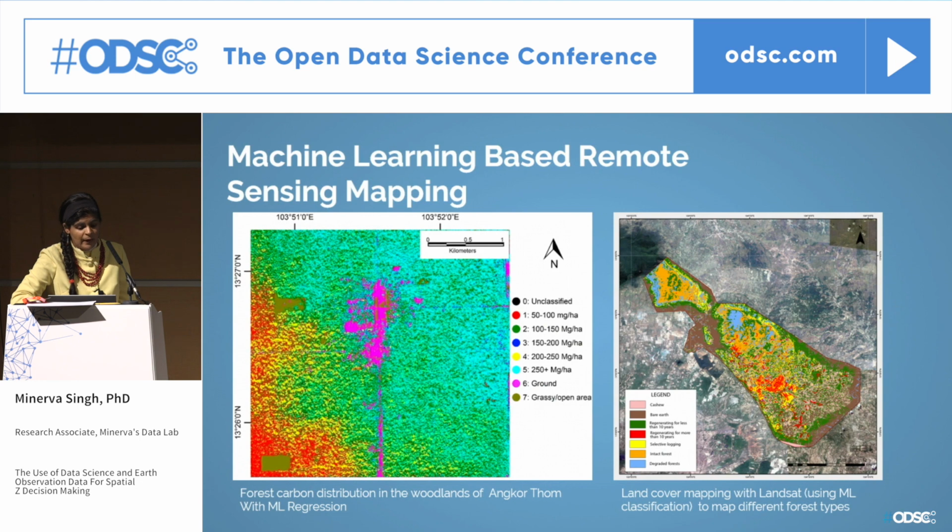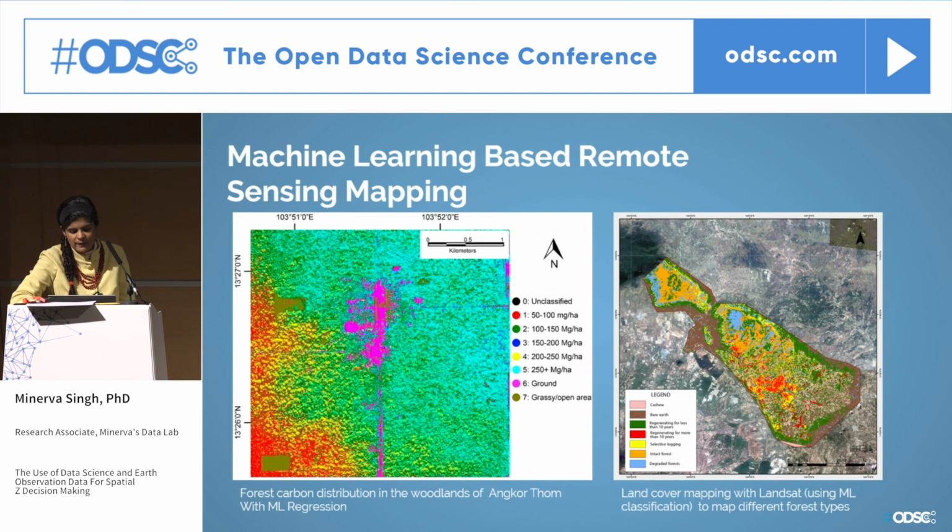Machine learning models have been used a lot for remote sensing-based mapping. Carrying on from the previous example, on the left-hand side, we have the forest carbon distribution of the woodlands in Angkor Thom. We obtained it using a machine learning technique known as random forests. The estimates of canopy heights were obtained using Earth observation data, and that became the basis of being fed into the algorithm to obtain this map, and it helps us identify the areas where we have high carbon storage, low carbon storage, and so on.